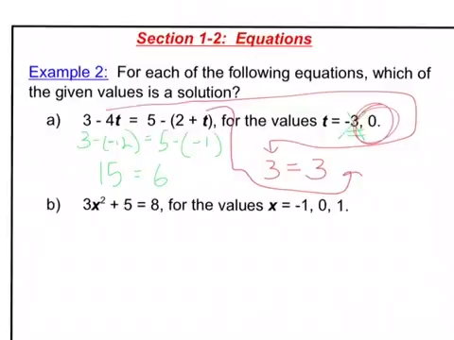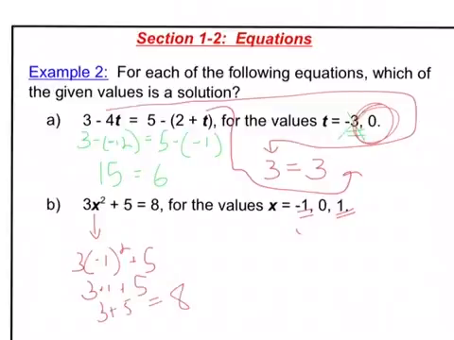Okay, so if you plugged all 3 of these in, you should have noticed that both -1 and 1 work, and that's because we're squaring that value. So if we just look at -1 and you plug that in, you get 3 times 1 plus 5, which is 3 plus 5, which equals 8. So that works. Then if you plug 1 in, that will also work. So in this particular situation, 2 of the answers work, but 0 does not work. If you plug that in, this side right here would still be 5 if you plugged 0 in.